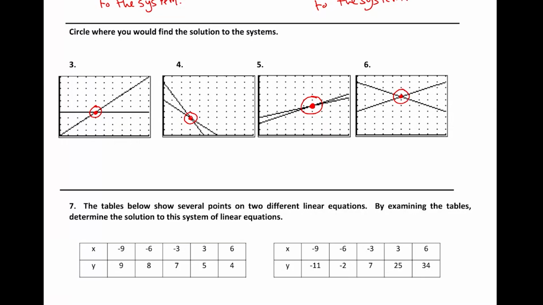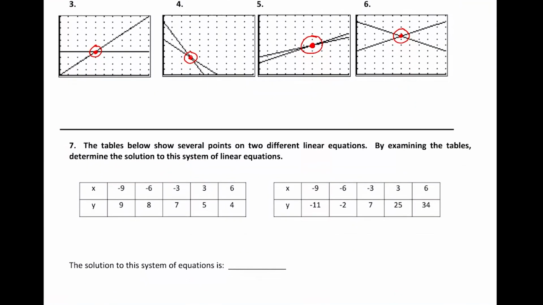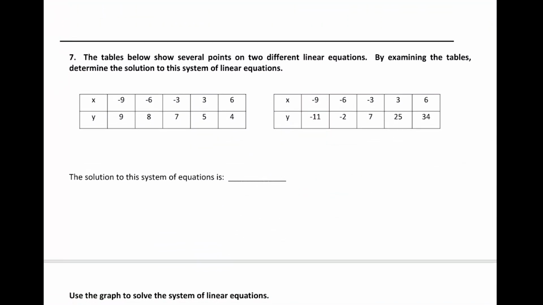Now, if you're looking at a table of values, it's not going to be quite as obvious as looking at the graphs, but basically what you're looking for is an x-y coordinate pair that is on both tables. So you just kind of have to look back and forth, and if I look at where x is negative 9, y is 9 here, but it's negative 11 on the second one, so that's not a solution. Negative 6, 8, negative 6, negative 2, those are not the same. Basically, you're just looking for the one that is the same, and that's going to be right here, negative 3, 7. So that's your solution, (negative 3, 7).